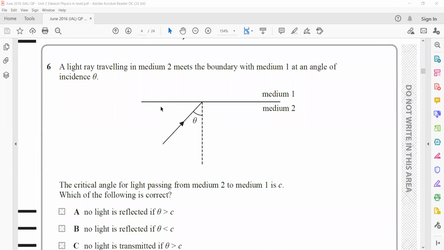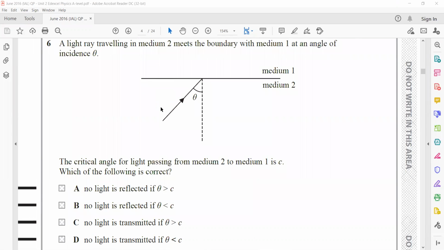A light ray traveling in medium 2 meets the boundary with medium 1 at an angle of incidence theta. The critical angle for light from medium 2 to medium 1 is C. So which of the following statements is correct? There is partial reflection and refraction when the angle of incidence is equal to or less than the critical angle. But if this angle is more than the critical angle, all of the light will reflect and no light will transmit. So no light is transmitted when theta is more than the critical angle. C is the right answer.